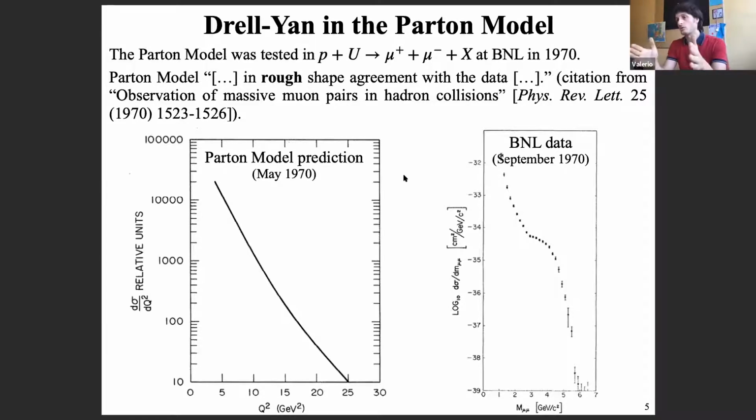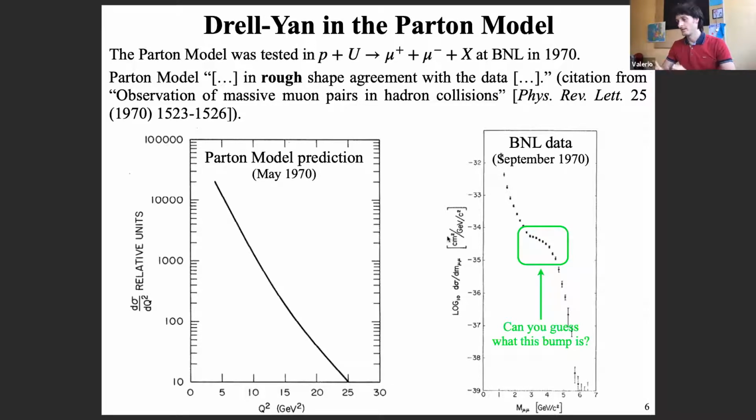What the parton model was able to do was to predict the fall-off of the cross-section with Q squared. But actually, we already knew that the normalization was wrong. For instance, the factor 1 over N_C was missing, and also the parton distribution functions weren't very well known. Actually, it was computed in terms of DIS structure functions, which in the parton model are the same thing as PDFs. And then something that probably you have noticed is that in the data there is a bump.